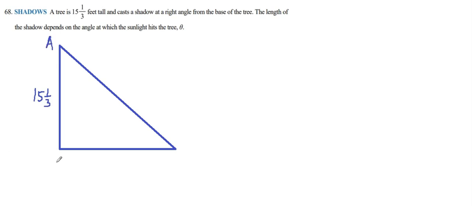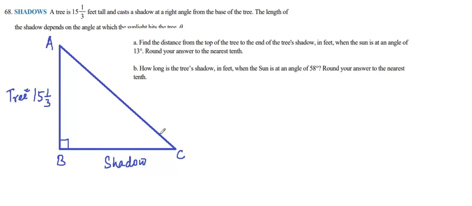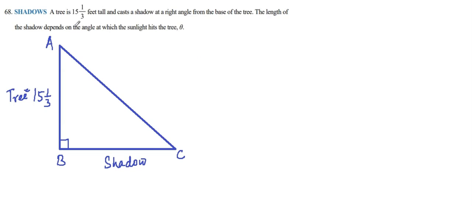Let us suppose this is triangle ABC, and this is the shadow. BC is the shadow, and this is the tree. The tree is given to you. Now let me see what the A part and B part are. So this is the A part and the B part is given to you. Theta is here, which is given to us. Find the distance. Now, the length of the shadow depends upon, let me delete this, I need to see where theta is.